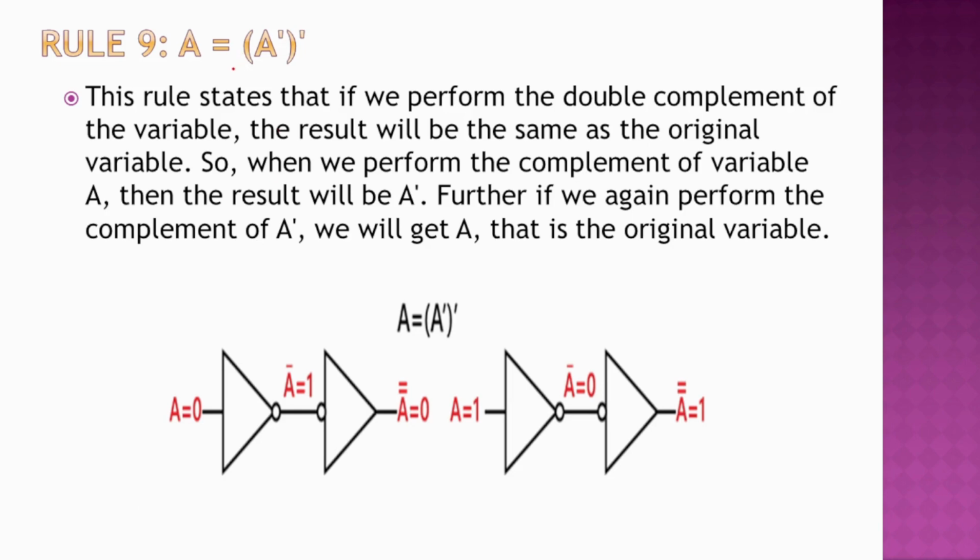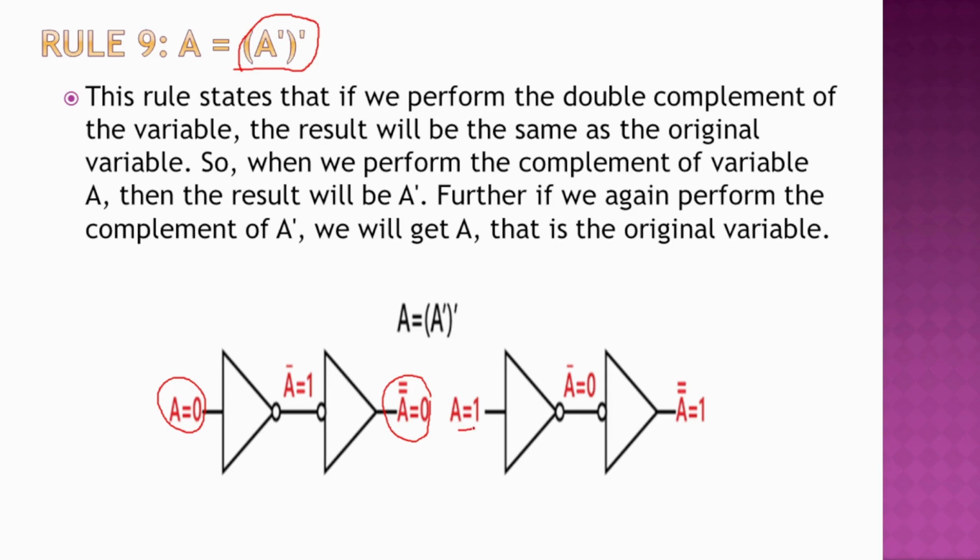So A equal to A dash of whole dash. It means if you are providing A equal to 0, right? So first of all you need to invert that 0 as 1. Again you need to invert that 1 is equal to 0. That is, if you are giving the value as input means you are going to get the same value as output. So the A is always equal to A dash of whole dash, or it will be said as A double dash.